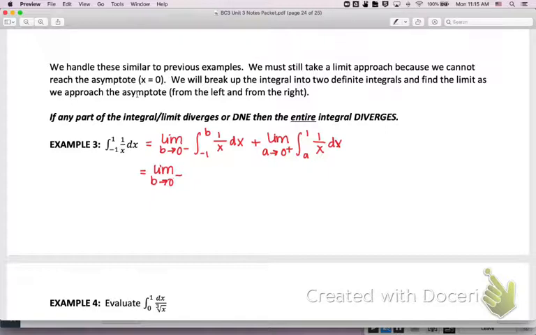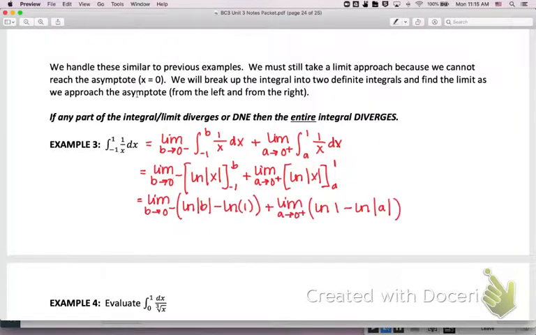Okay, these integrals are all pretty easy to do. We're going to get the natural log in both cases. So here it is. We get the natural log of the absolute value of x in both cases. Now we need to apply that fundamental theorem, and so we get this. And now we need to think about this. Well, the natural log of 1 in both of these cases is going to be 0. That is, again, something that you want to have memorized, that the natural log of 1 is 0.